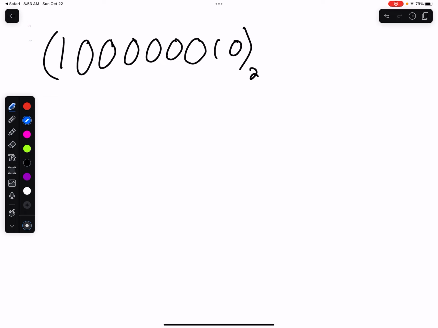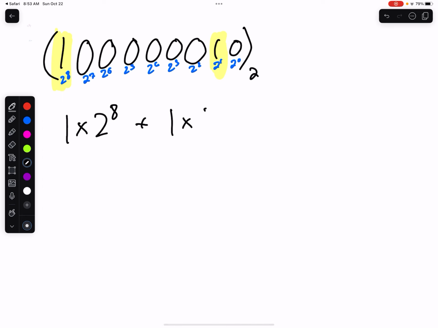So if you want, this is the 2 to the 0th power. This is 2 to the first. You just sort of write these here to the 3rd, to the 4th, to the 5th, to the 6th, to the 7th, and to the 8th. A lot of these powers of 2 are shut off. So I'm only going to consider the ones that are turned on. I have 1, 2 to the 8th. Oh, and I have a 2 to the first. I have 1, 2 to the 8th, and I have 1, 2 to the first.